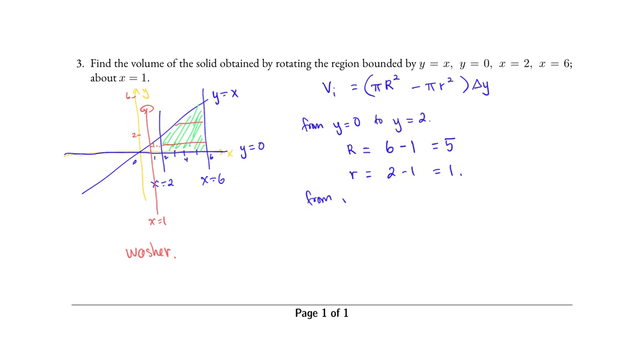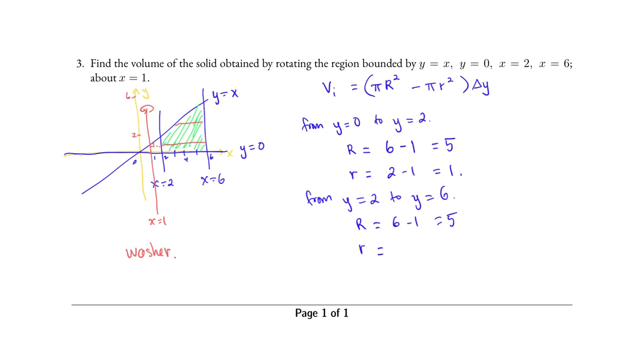From y equals 2 to y equals 6, the outer radius is the distance from the axis of rotation to the outermost boundary, which is x right minus x left, or 6 minus 1, which is 5. The outer radius is 6 minus 1 equals 5.